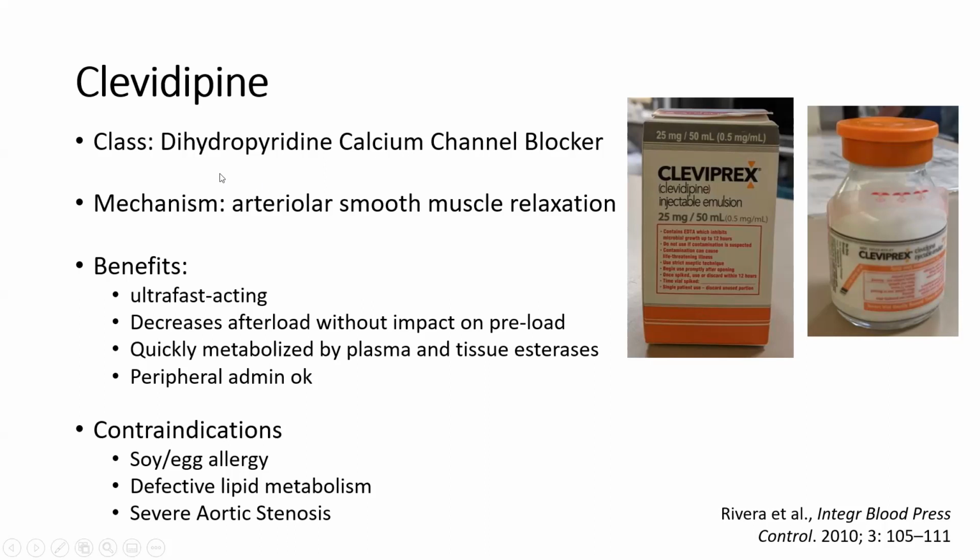Clevidipine is a dihydropyridine calcium channel blocker. It leads to arteriolar smooth muscle relaxation. And this one is cool because it's really ultra fast. Its onset is very quick, and it's metabolized by plasma and tissue esterases. So it does not rely on the liver, and it does not rely on the kidney. So it's quick onset and it's quick offset. And so it can be very quickly titrated, and you don't have to worry about its use in liver failure patients or patients with liver or kidney problems. So it can be pretty widely used if necessary.